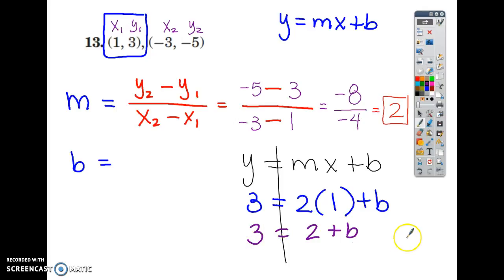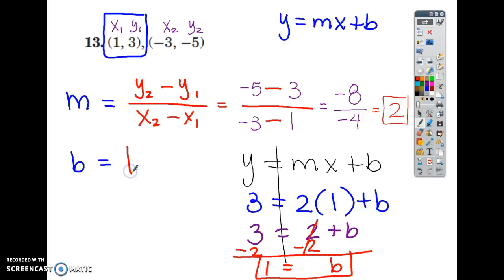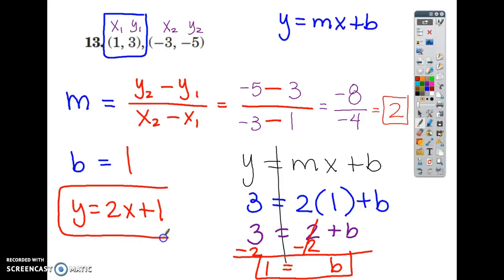And solve for b. So what do you do now? Subtract 2 from both sides. What does that give you? b equals 1. So now I have my m and I have my b. b is 1, m is 2. How do you write the equation? Y equals 2x plus 1. And that's how you're going to do the rest of those problems.